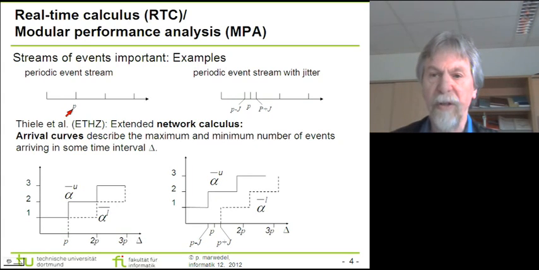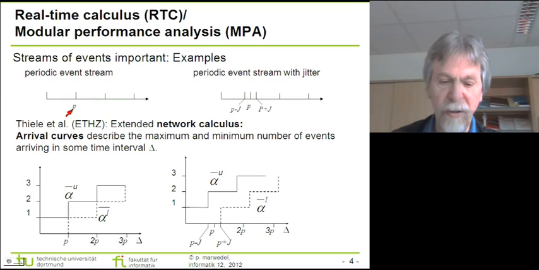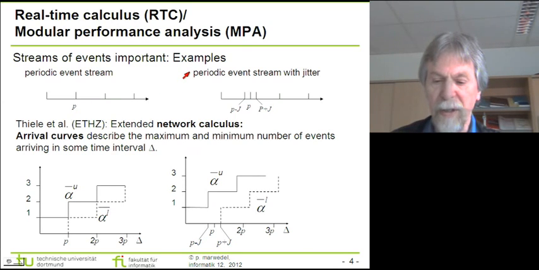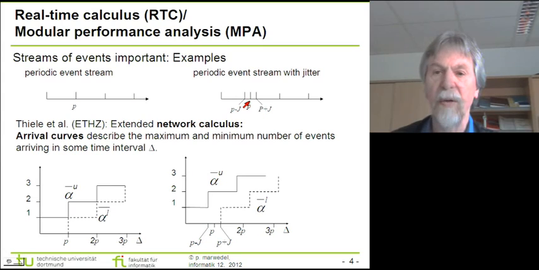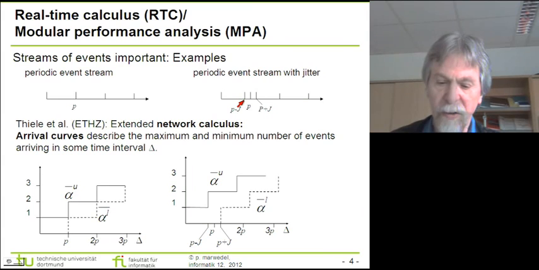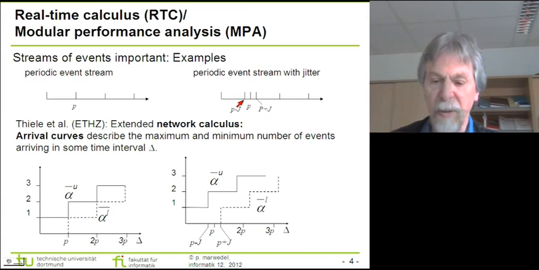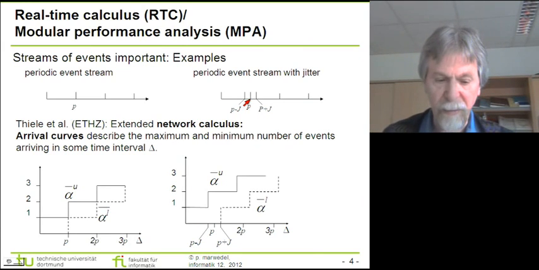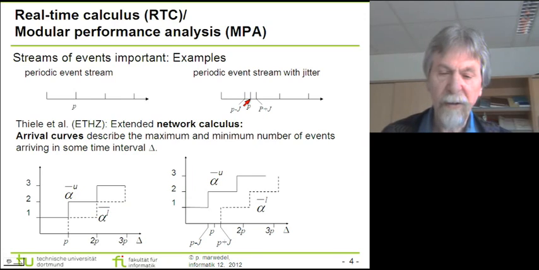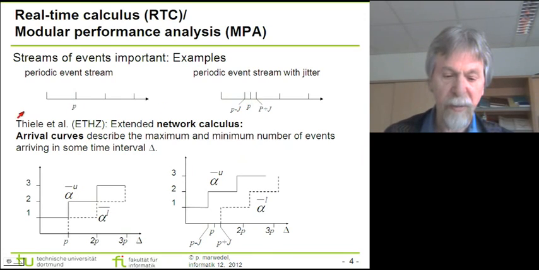As a variation of that, we have periodic event streams with jitter. We still stick to the idea of having some period, but for each of the periods we can have a certain jitter. That means the events can happen up to j time units earlier, or up to j time units later, but we assume that the period in any case will remain fixed. These are the event streams we consider in real-time calculus.